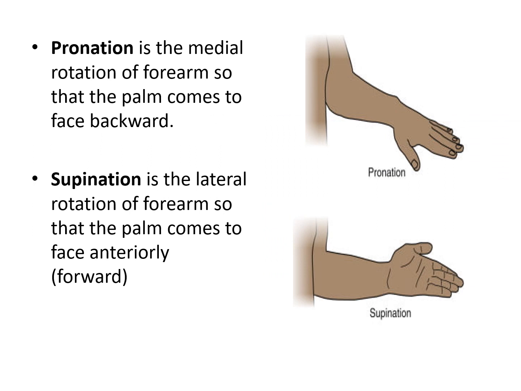Next is pronation. Pronation is the medial rotation of forearm so that the palm comes to face backward. And supination. Supination is the lateral rotation of forearm so that the palm comes to face anteriorly.